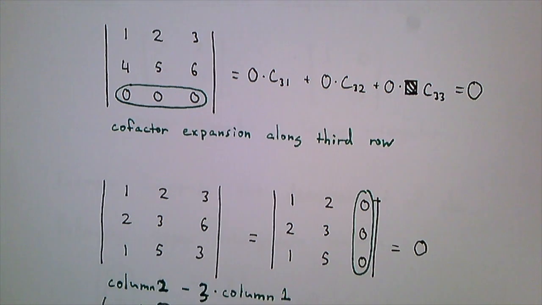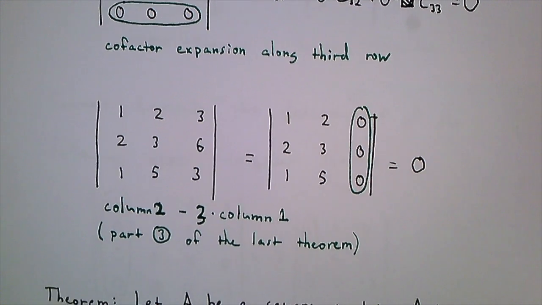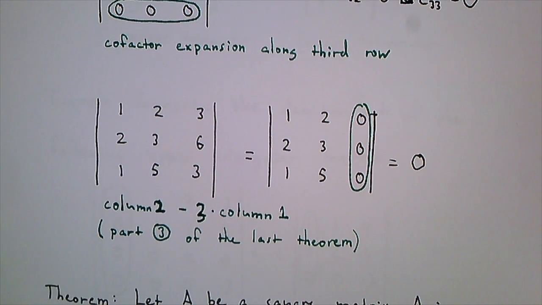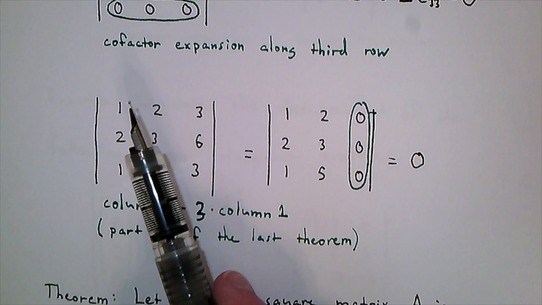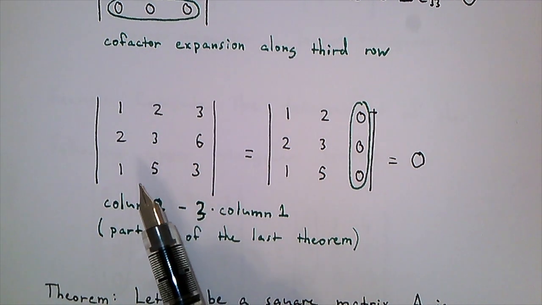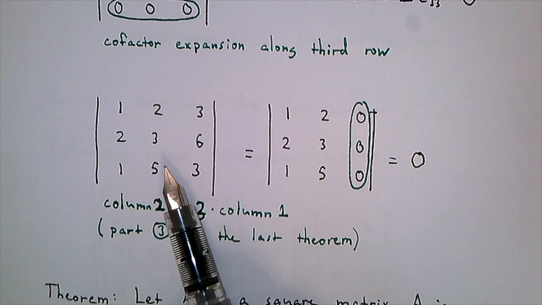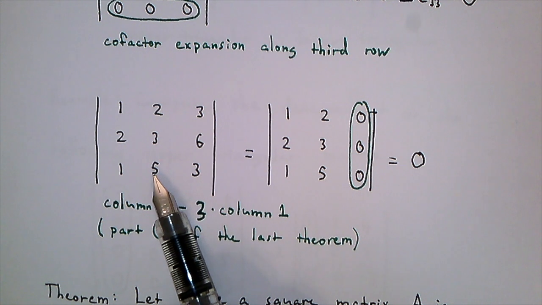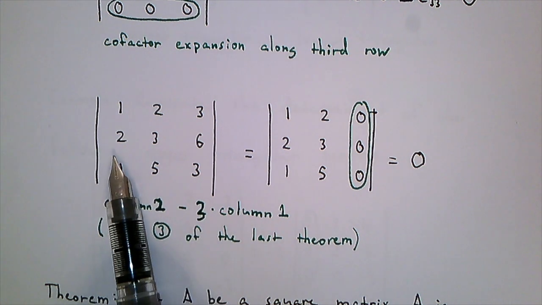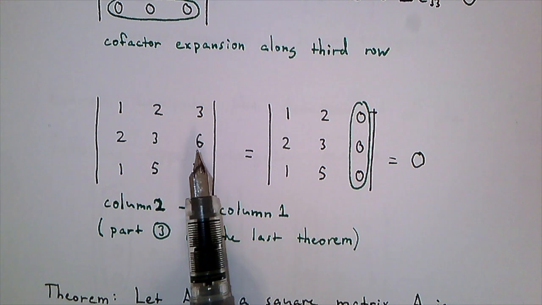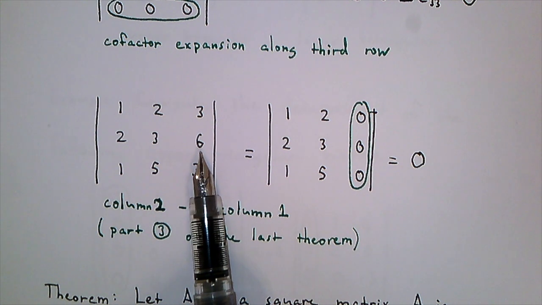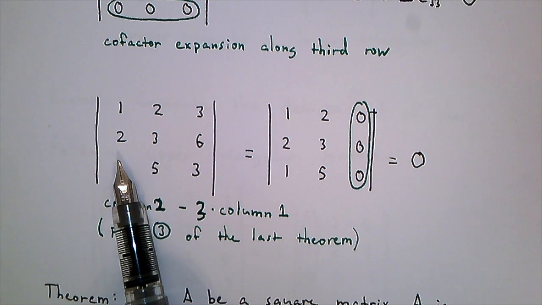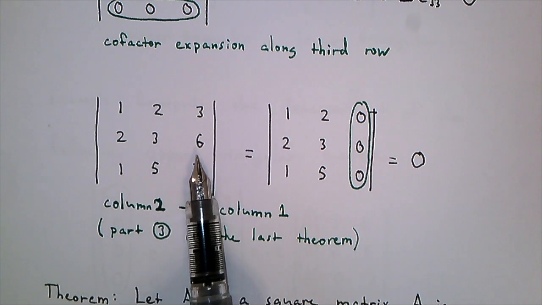Let's try another slightly more complicated example. Here I'm again computing the determinant of a 3 by 3 matrix, but now there are no zeros. What I want to do is create as many zeros as I can. One thing that you might notice is that the first column and the third column are proportional, meaning that if I multiply this column by 3, I actually get the third column.